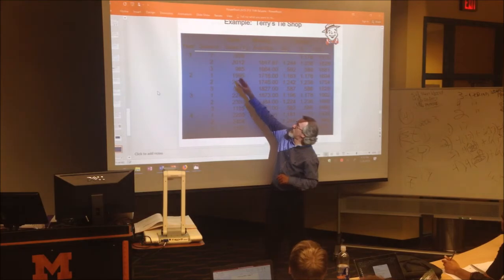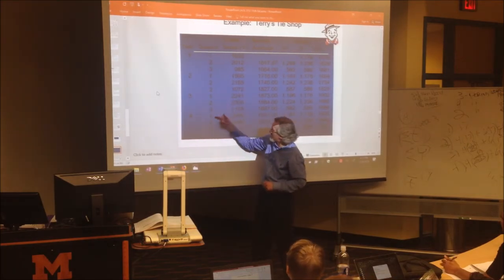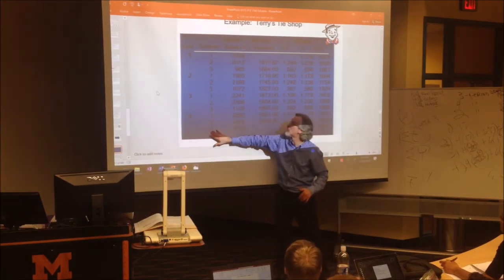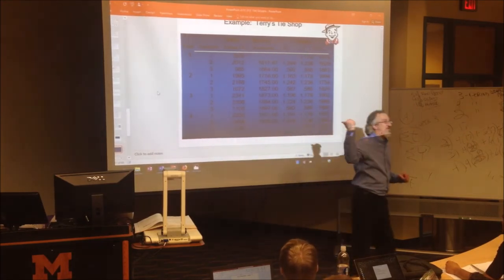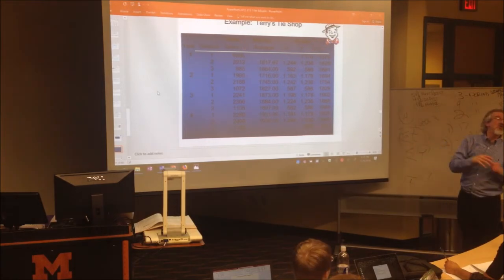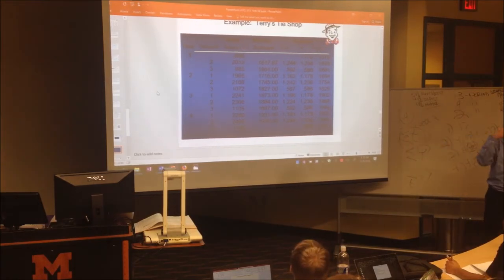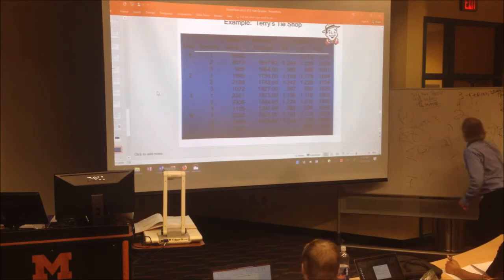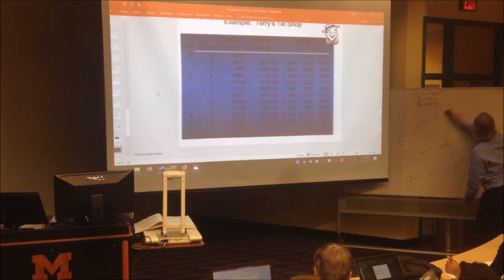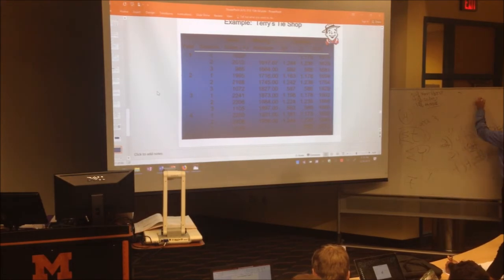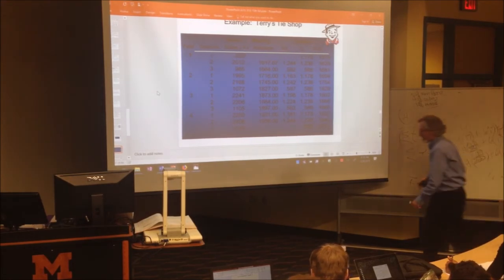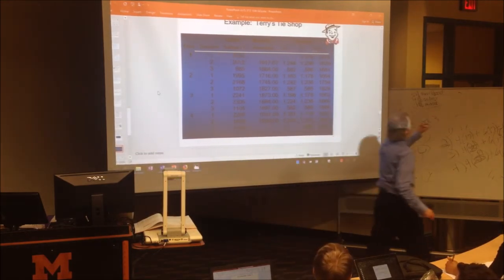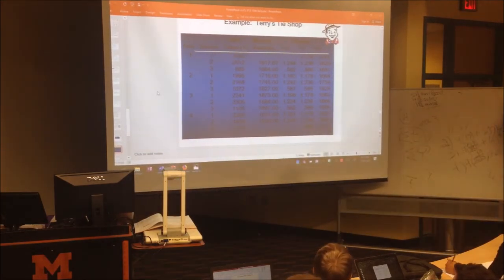Matter of fact, let's number these. 1, 2, 3, 4, 5, 6, 7, 8, 9, 10, 11, 12. We have 12. And I'm just going to number them 1 through 12 because this is the most recent and that's the oldest. This problem says, do a 3-period centered moving average. Did I write that down? I'm running out of room. Do a 3-period centered moving average.